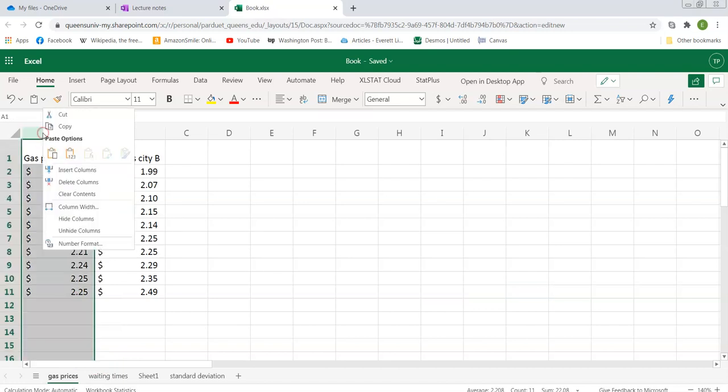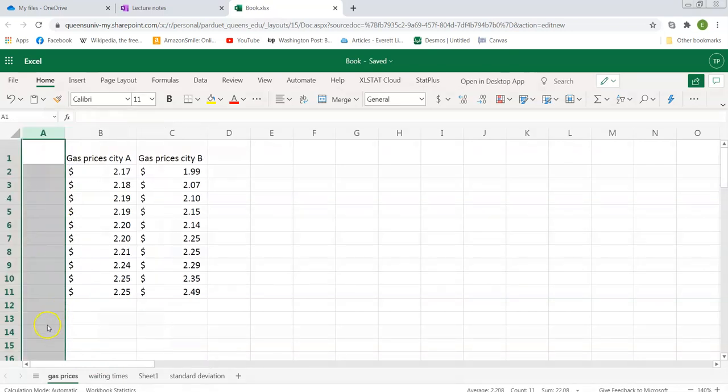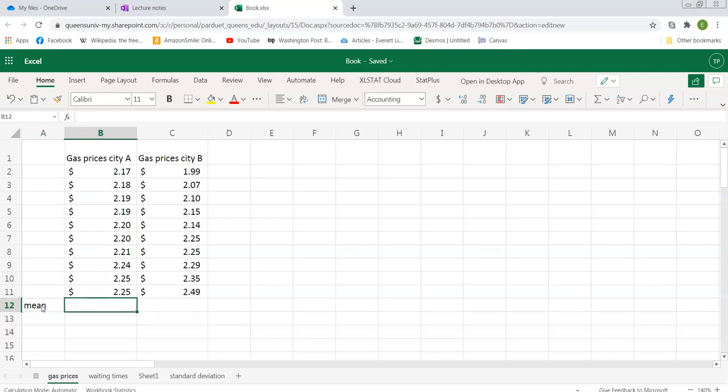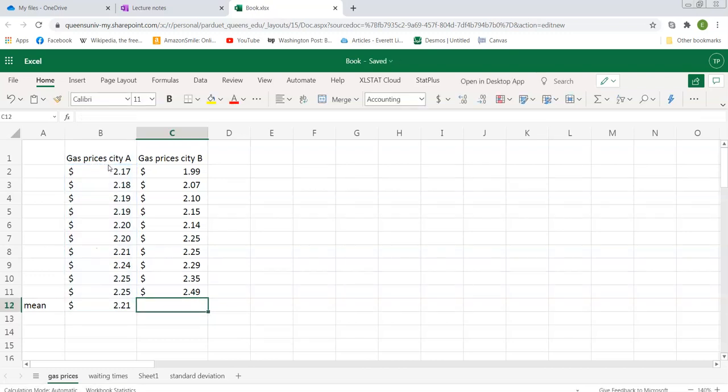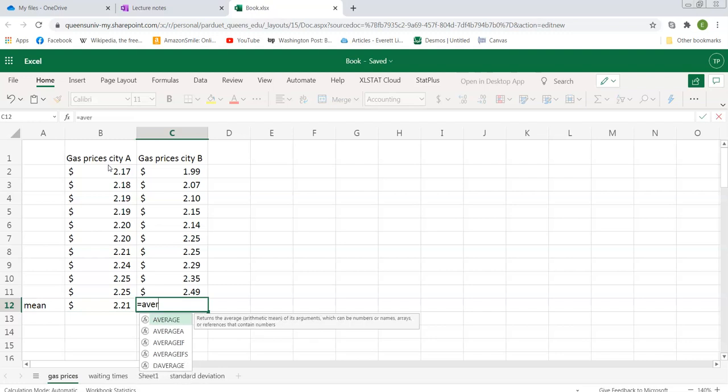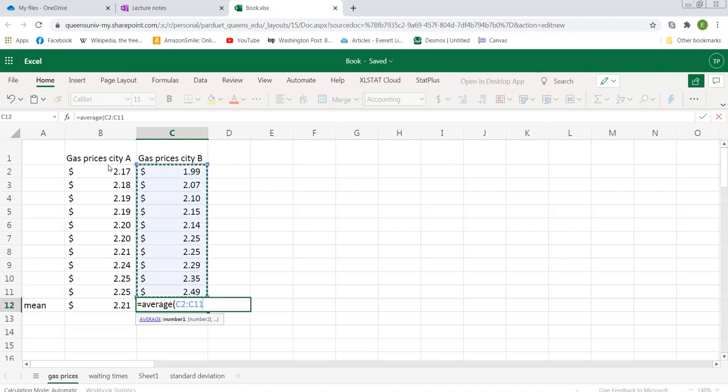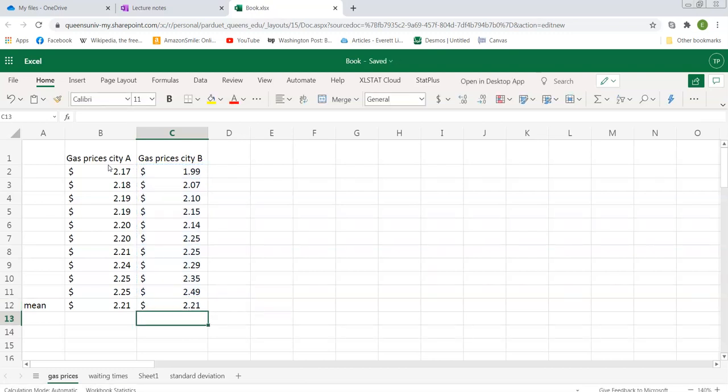Let's compute the averages. And I'm adding a column so I can put labels in. So average of those gas prices, 2.21. And I made this data set where these both have exactly the same means. And so you can see that. But let's look at the range.